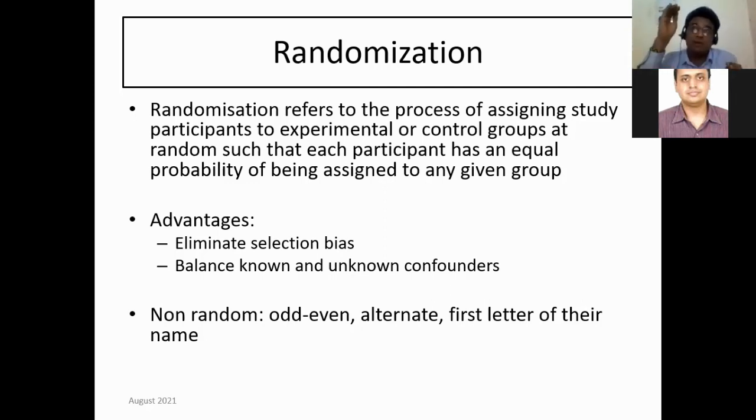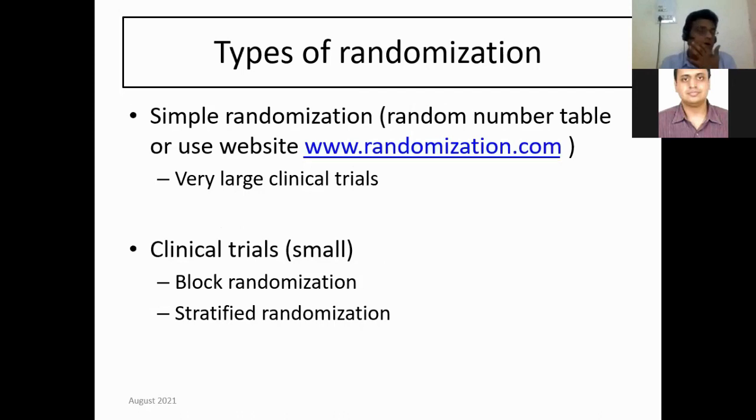That means I am creating a list in which who is going to receive which treatment is already decided from the 1st to the 60th. Suppose my sample size is 60. From the first patient to the 60th patient, I already decide who is going to receive treatment A and who is going to receive treatment B. Now, how do we do randomization? There are multiple methods of doing randomization.